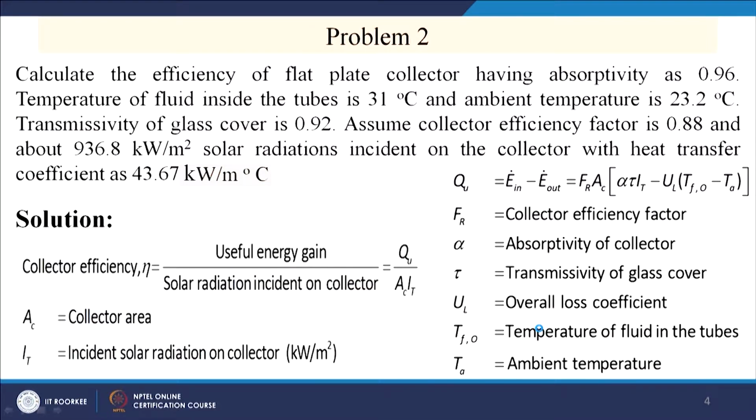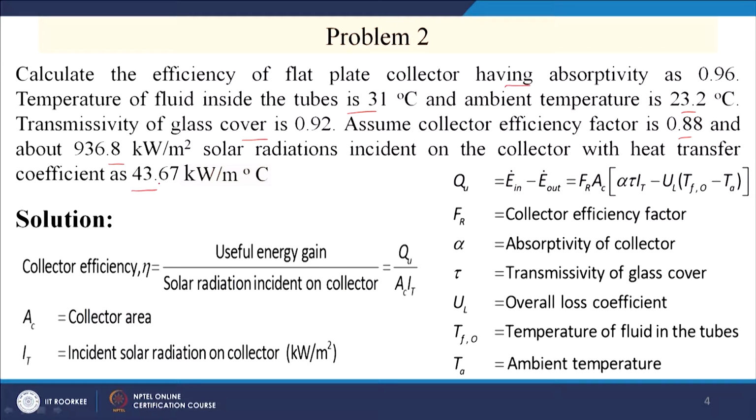Now, we are coming to problem number 2. The statement says: calculate the efficiency of a flat plate collector having absorptivity of 0.96, temperature of fluid inside the tubes 31 degree centigrade and ambient temperature 23.2 degree centigrade. The transmittivity of the glass cover is 0.92, assume collector efficiency factor is 0.88 and about 936.8 kilowatt per meter square solar radiation incident on the collector with heat transfer coefficient as 43.67.